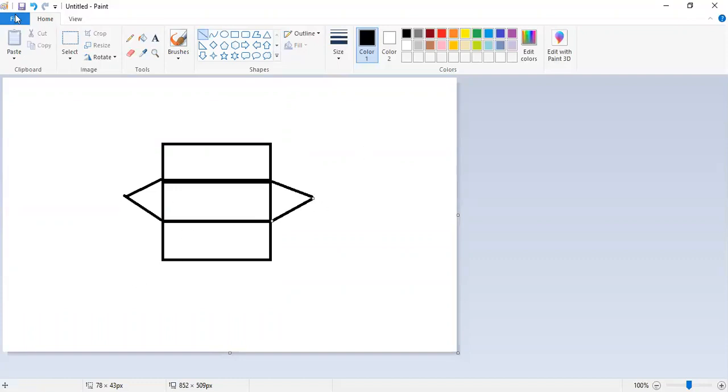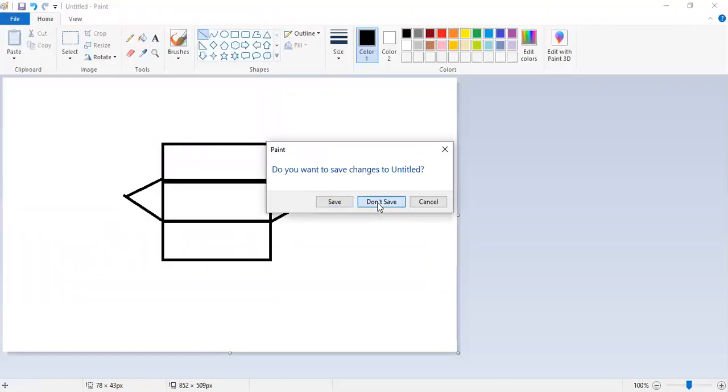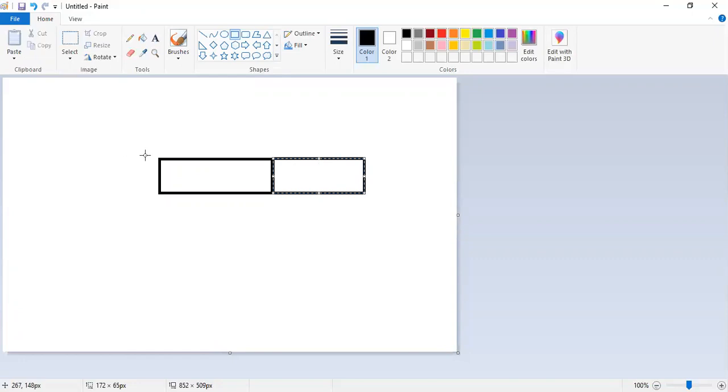Now, can we draw this net in another way? Yes, you can draw the net in another way. How can you draw it? Let me show you. Rather than drawing the three rectangles one on top of each other, now this is the base. Now I'm going to draw the faces beside each other like that. So this is going to be one face, and this is going to be another face.